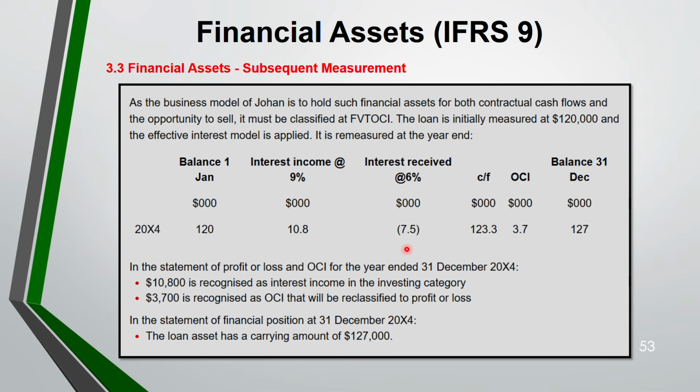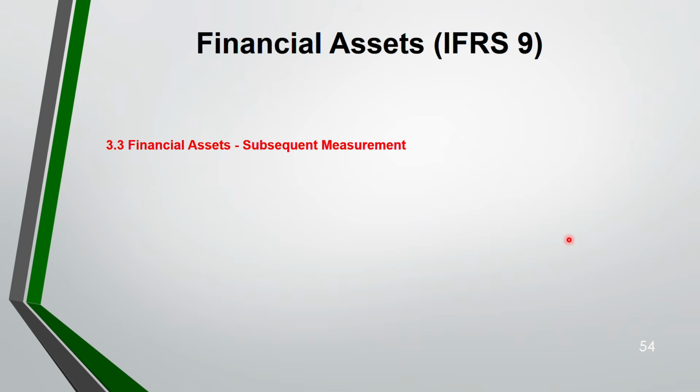6%. So this is your carrying forward balance, but your fair value is 127. So in OCI, you will credit 3.7. So this 3.7 will go in OCI. This 10.8 is interest income in the investing category. Then your loan asset will be recognized in the statement of financial position at 127,000. Very simple.